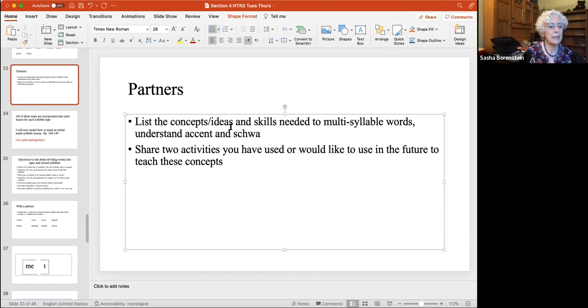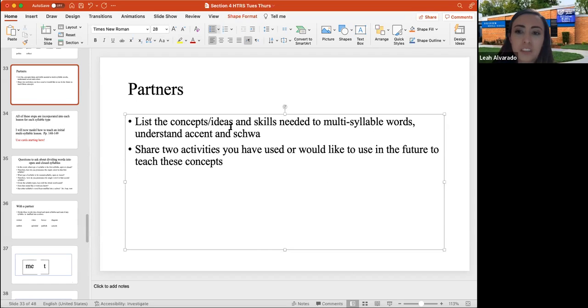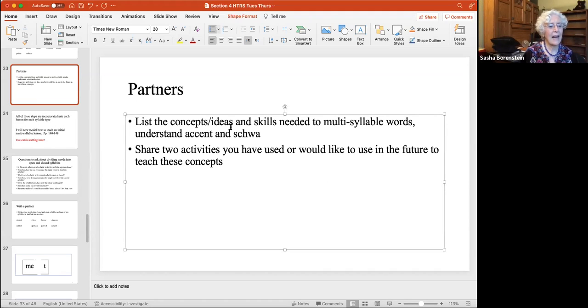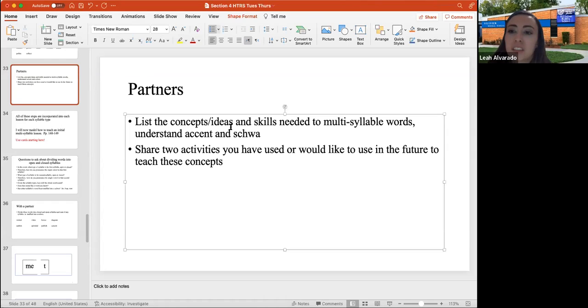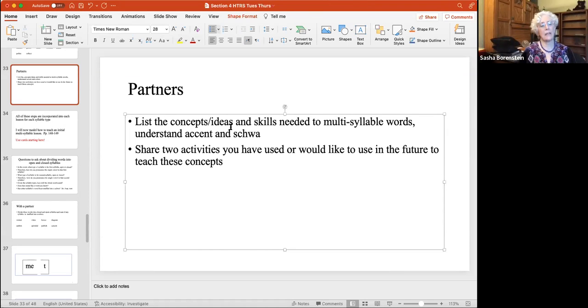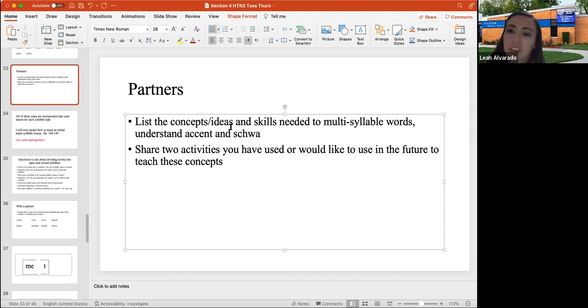What did you put down? So the last thing I had was just teaching the accent and the schwa. Then for an activity, I was thinking of something like puzzle pieces, breaking them down so they can visually see how they're separated and then when they come together.